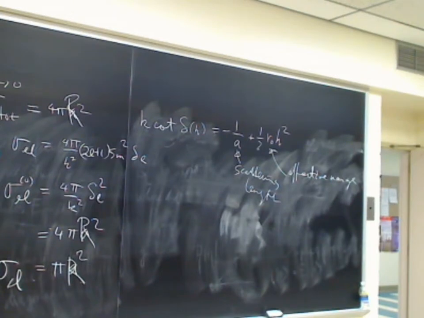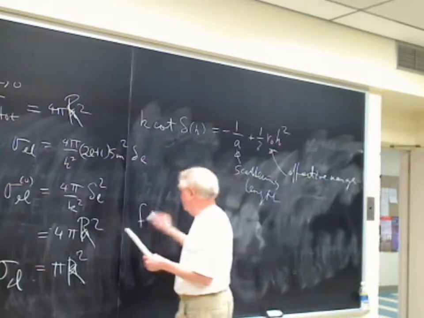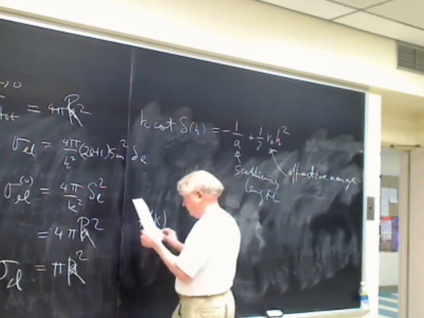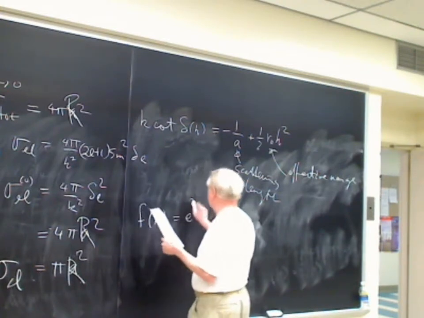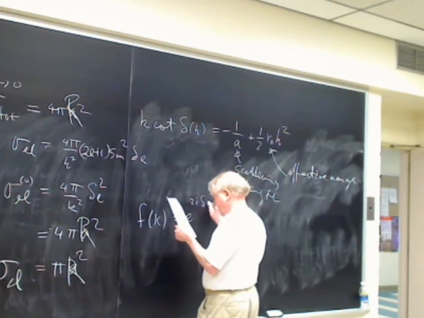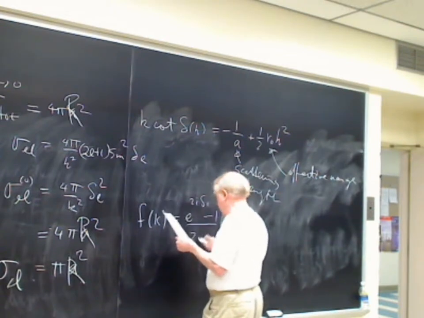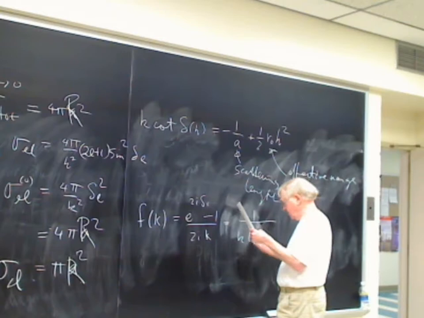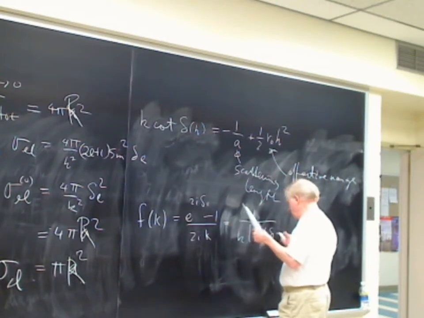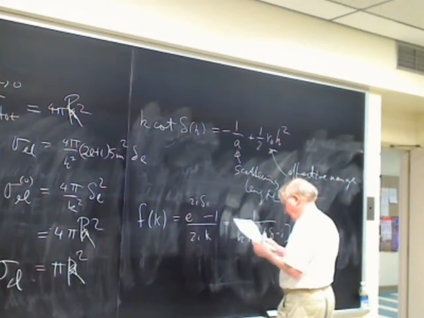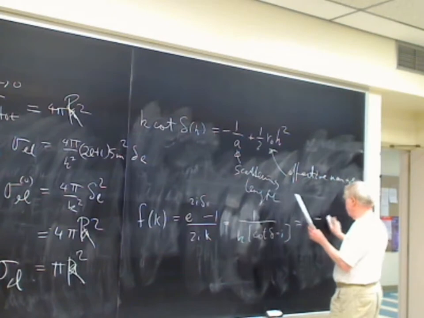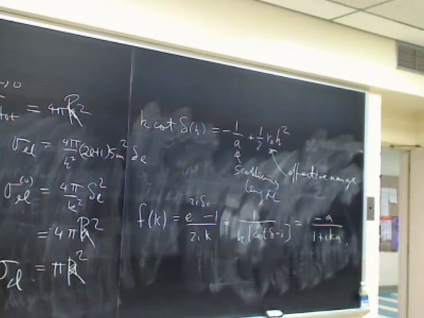And the scattering amplitude, f of k, you can show is 1 over k cotangent delta minus I. And then if you use this expansion, what you get is minus A over 1 plus I Ka. So that's the expression for the scattering amplitude.